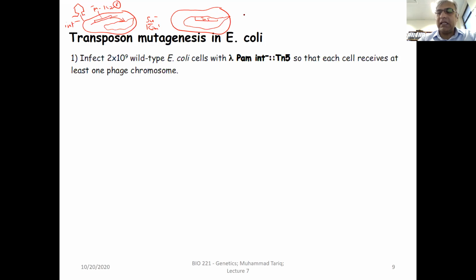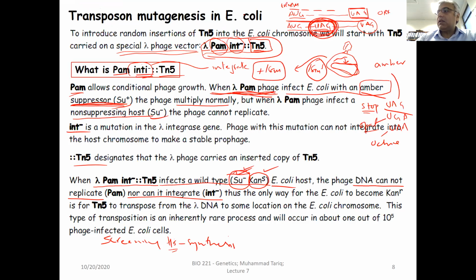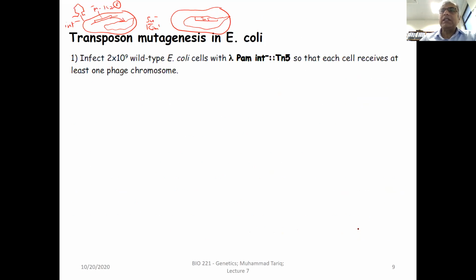Yeah, it's a chance. So there will be 1 in 100,000, I believe. Yeah, 10 to power 5. 100,000. Am I right? 1 in 100,000. 1 in 100,000 means we will have 100,000 bacteria infected with phage particles. Out of those 100,000, one such event we will recover. This is the probability. Clear?